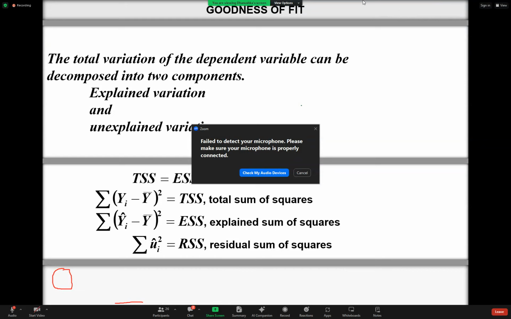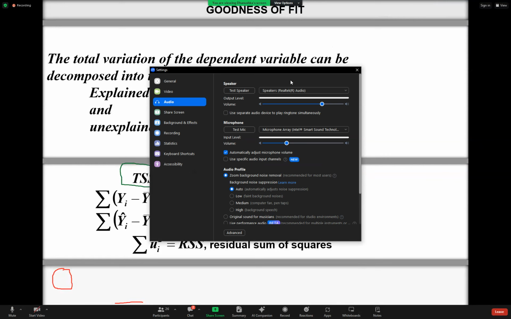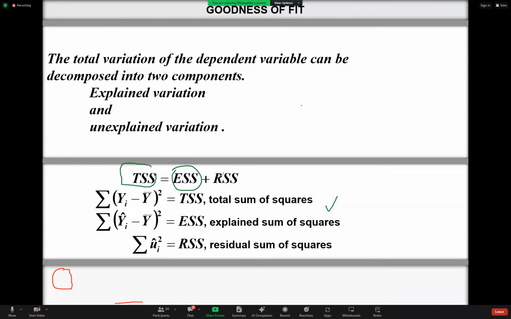These three concepts are total sum of square, explain sum of square, and residual sum of square. There are three things. Total sum of square is equal to explain sum of square plus residual sum of square. Then you should know about these three concepts.